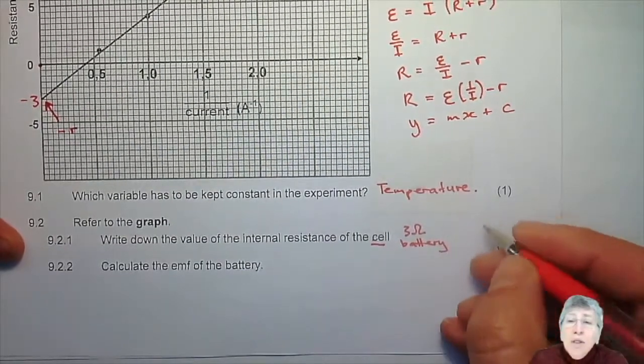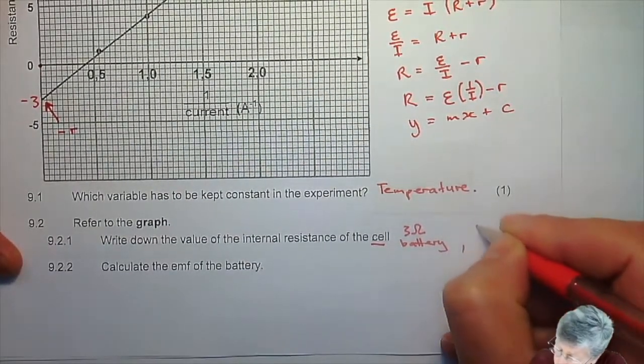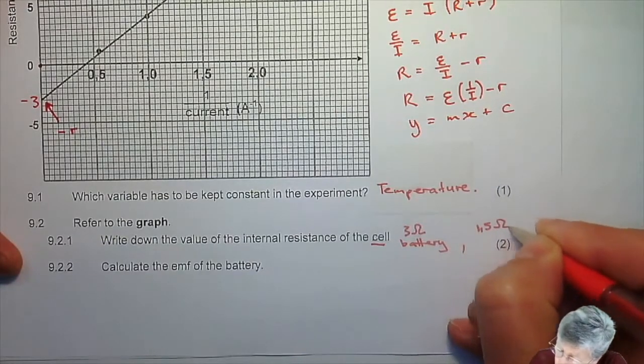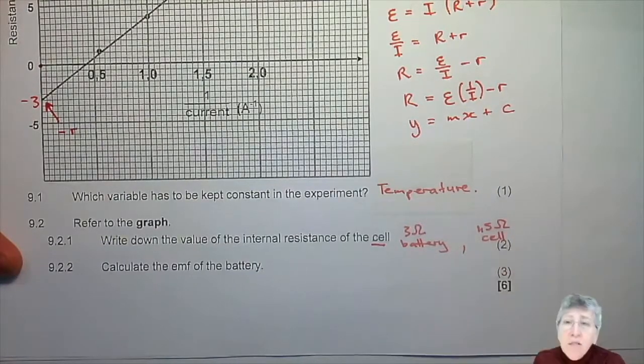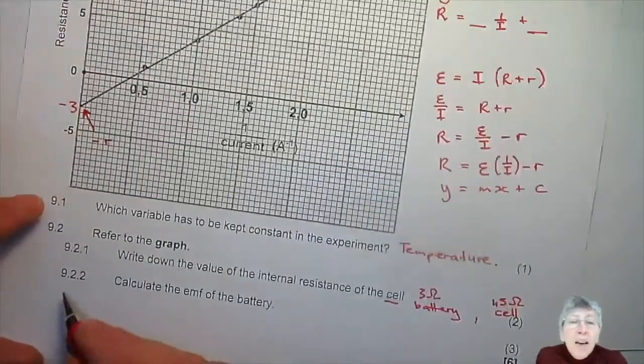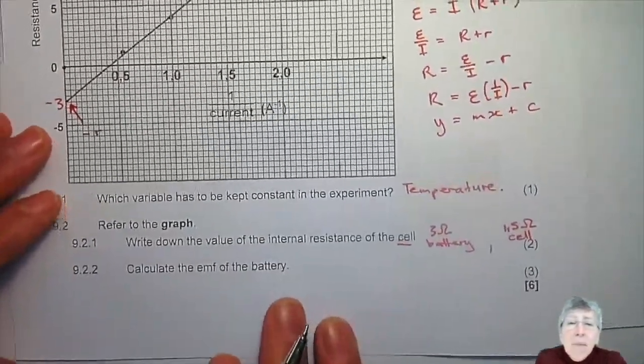And if I have 2 cells in series, that will mean that is 1,5 ohm for every cell. Next up, 9.2.2, calculate the EMF of the battery.